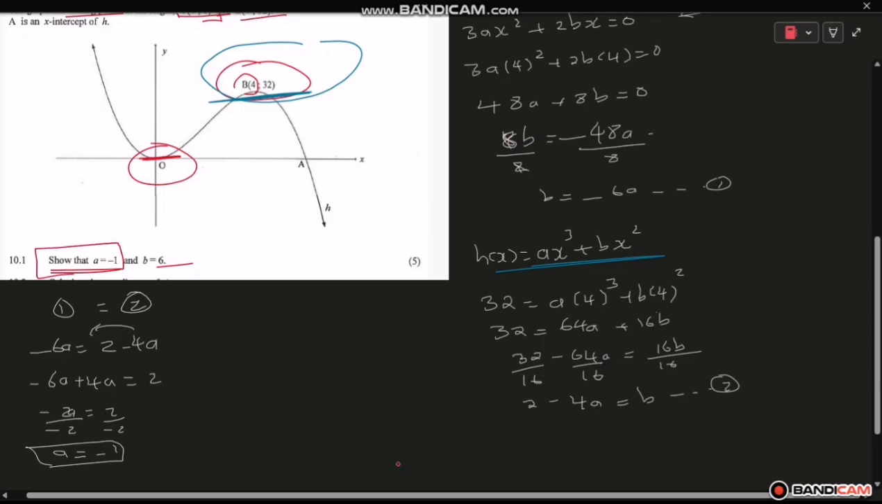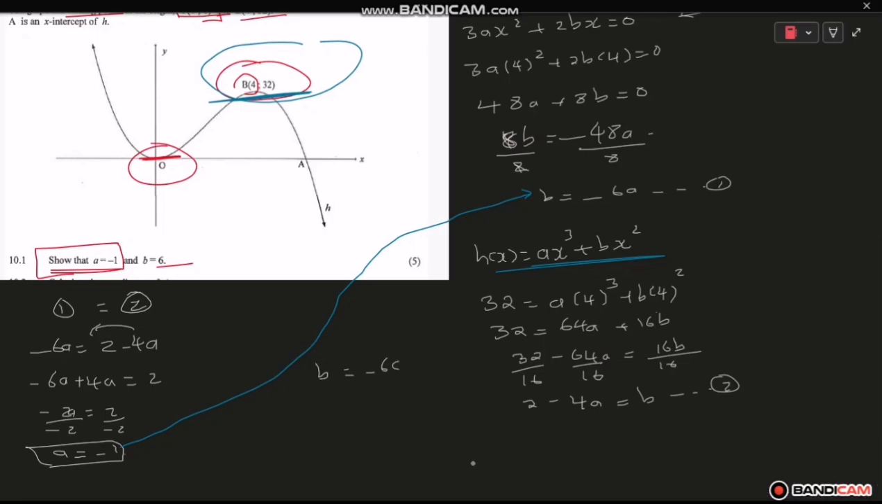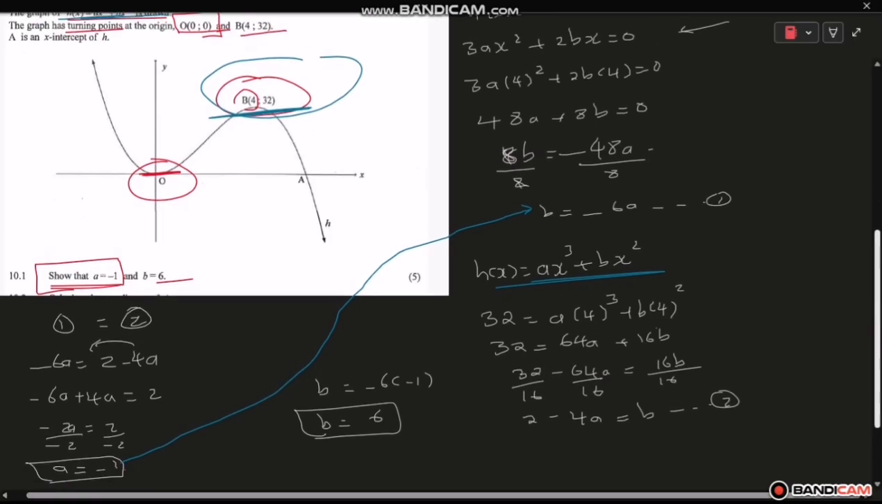I hope you are understanding this. If you are not, please make sure that you rewind the video. Then for us to find the value of b, you can use either equation 1 or equation 2. You substitute the value of a. I will use equation 1. Even if you use equation 2, it's one and the same thing. Therefore let's take a and substitute it on the first equation. Therefore b equals negative 6 times negative 1. Then our answer is positive 6, as it is actually shown in question 10.1. I hope that makes sense. Very, very important.